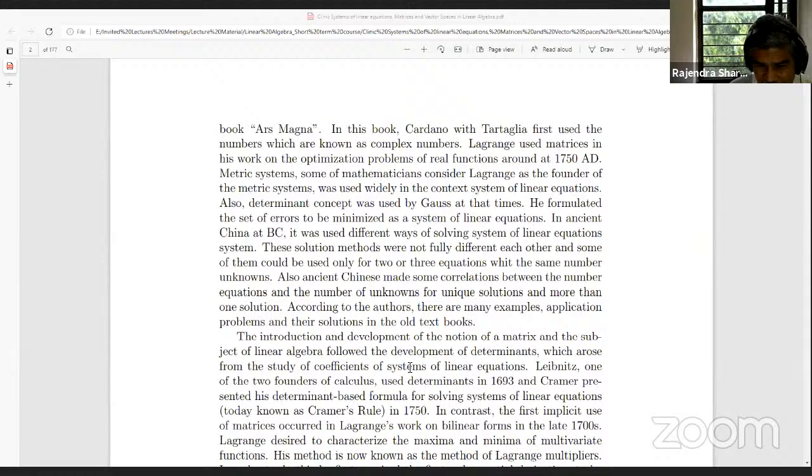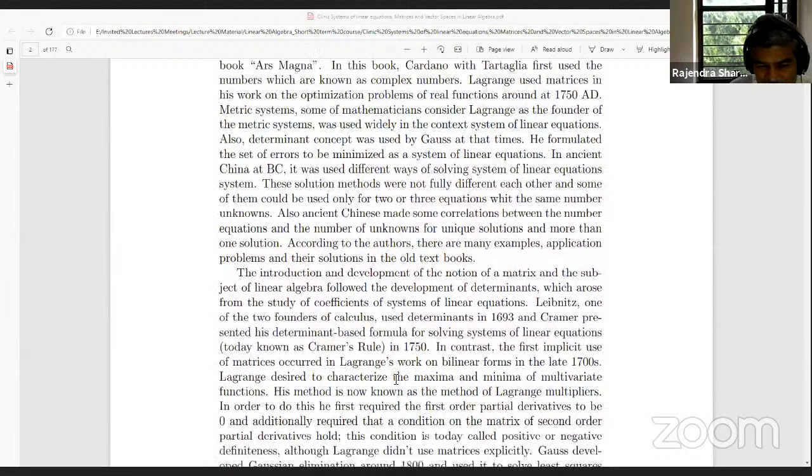And in contrast, the first implicit use of matrices occurred in Lagrange's book on bilinear forms in the late 1700s. Lagrange desired to characterize the maximum and minimum determination of functions of several variables, and this method is known as the method of Lagrange multiplier. In order to do this, he first needed the first order partial derivatives to vanish, and additionally required the condition on the matrix of second order partial derivatives held. And this condition is today called positive or negative definiteness.